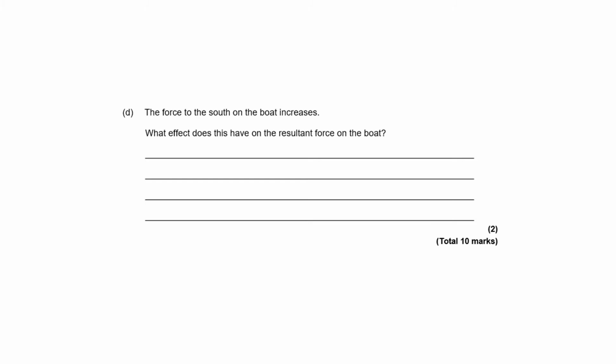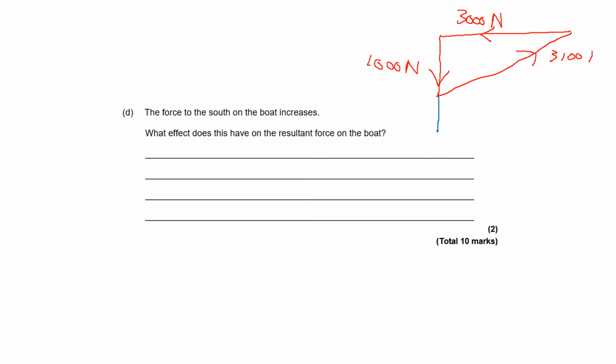Okay, this question says what happens if the force to the south on the boat increases? So going back to what we've just done, we've had a force in this direction of 3,000 newtons, and then a force in the south direction of 1,000 newtons. The question is asking what's going to happen if this force in the southerly direction gets longer. So if we think about the difference between this one here, that's the resultant force we've just calculated. It was somewhere around 3,100 newtons.